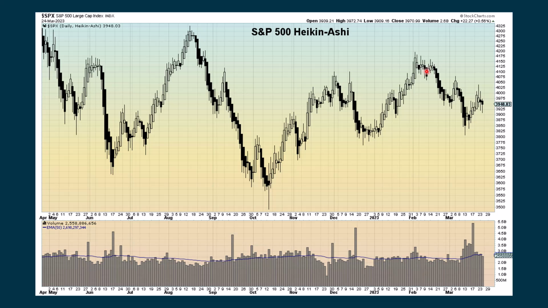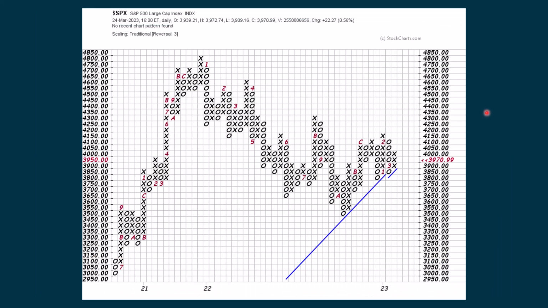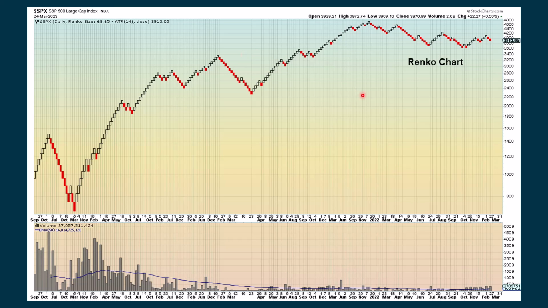Some different charts. The Heikin Ashi is more negative. It has a dark candle. Point and figure, we did have some new X's drawn this past week. Now they've turned black where they had been green, and no new signal is being generated on the point and figure chart. The Renko is also negative with red boxes.